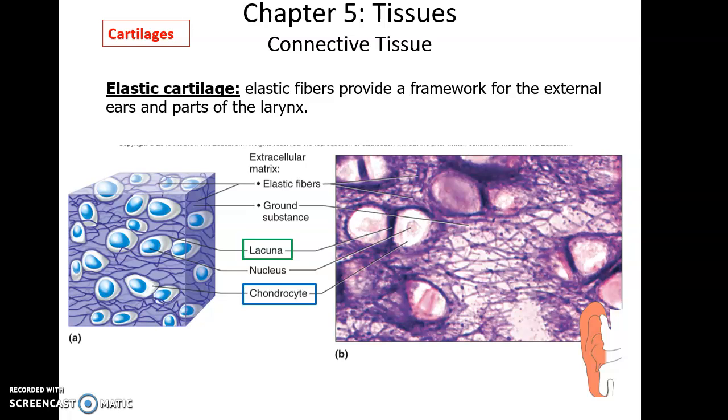Elastic cartilage. Elastic cartilage has, surprise, surprise, elastic fibers. These elastic fibers help to provide a framework for external ears and parts of the larynx. So elastic cartilage is found in the external ears and parts of the larynx. Again, you have the chondrocyte within the lacuna surrounded by the extracellular matrix, which includes elastic fibers.